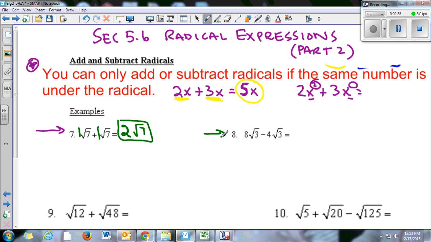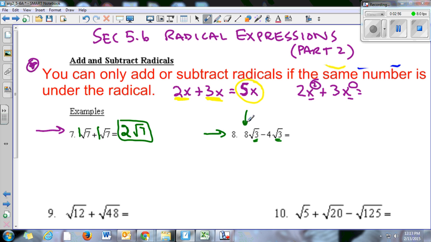This example might be a little bit easier to understand. Again, both radicals are both square roots. I've got the square root of 3 and the square root of 3. So I have the same number underneath that radical symbol, which is good. They both have the same index.